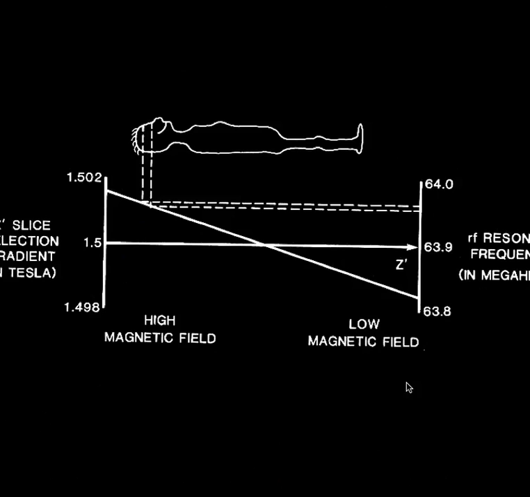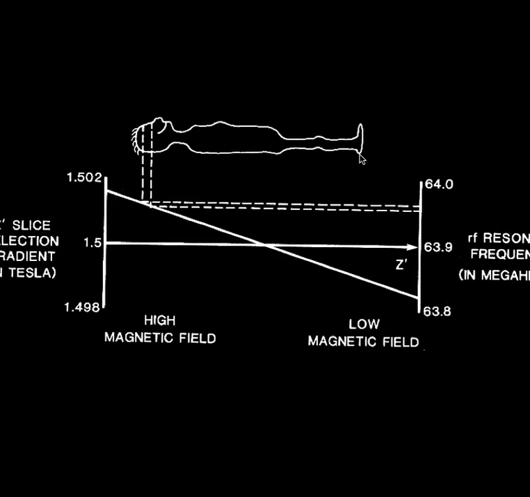We know what voxels are. So this is just an example of a Z gradient. Here we're talking about the head being at a higher magnetic field, the feet being at a lower magnetic field, and this would be a linear magnetic field gradient. So the head's at 1.502 Tesla, the feet are around 1.4998 Tesla. So that would be a magnetic field gradient, okay?